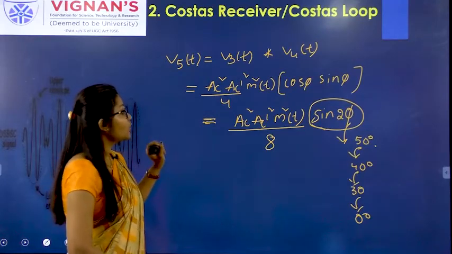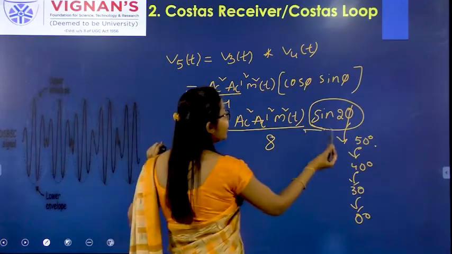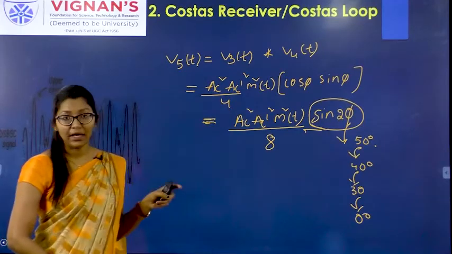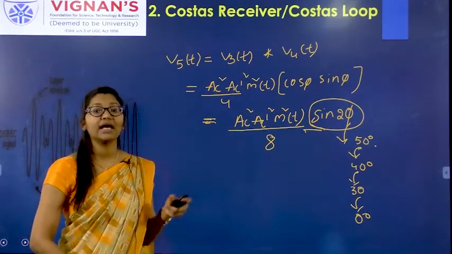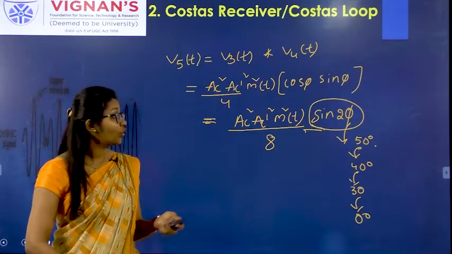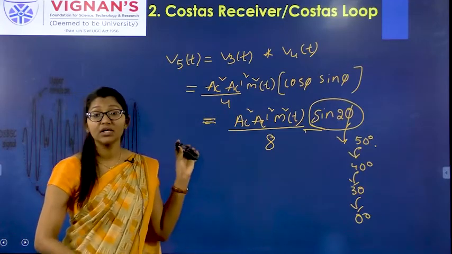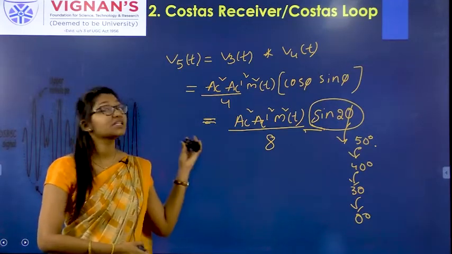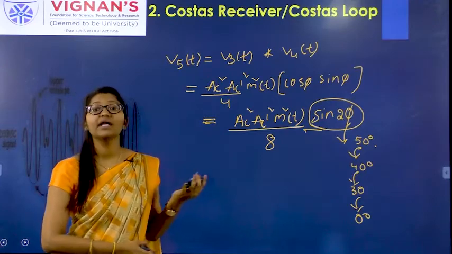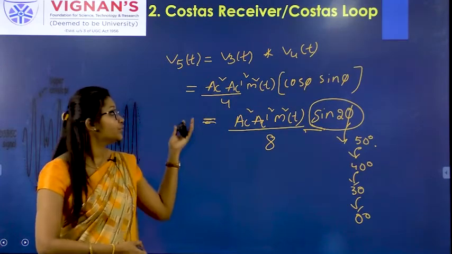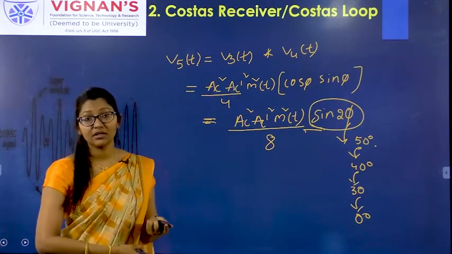Okay. So even though you are getting any error, with the VCO's help we will eradicate that error value. Okay. So that's why, compared to the coherent or synchronous detector, in the COSTAS receiver there won't be any null effects. If you see here, there is no null effect appearing, right?